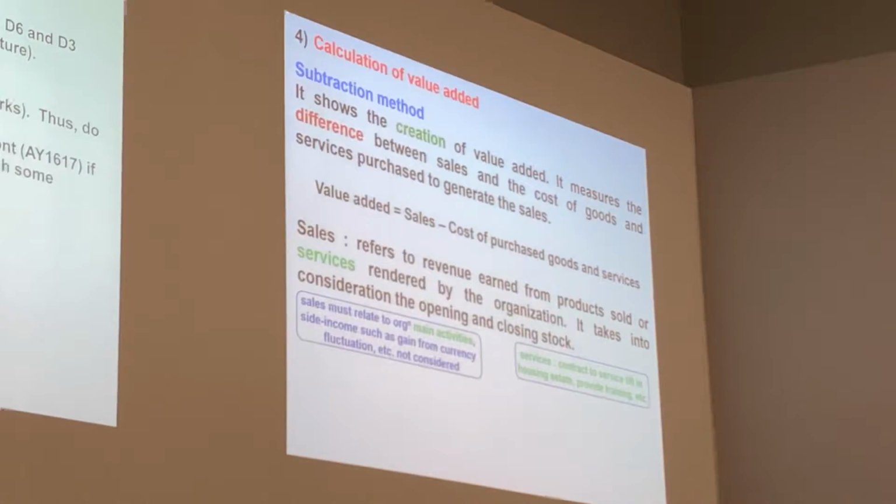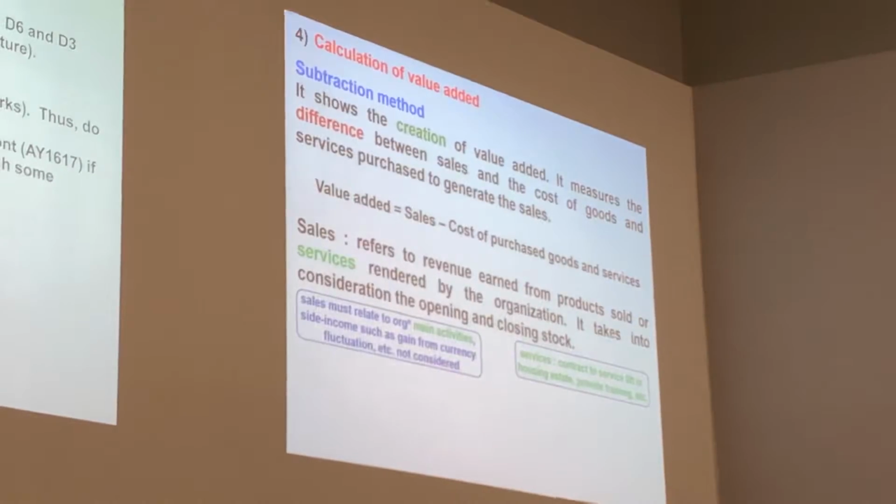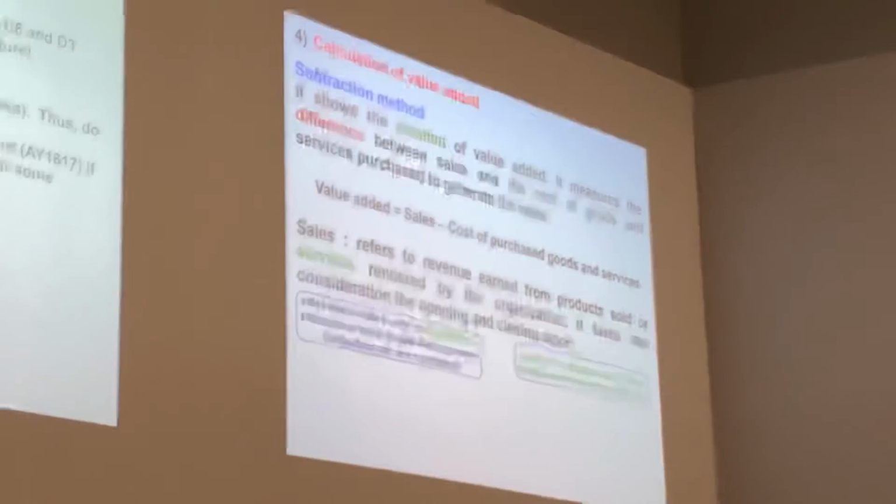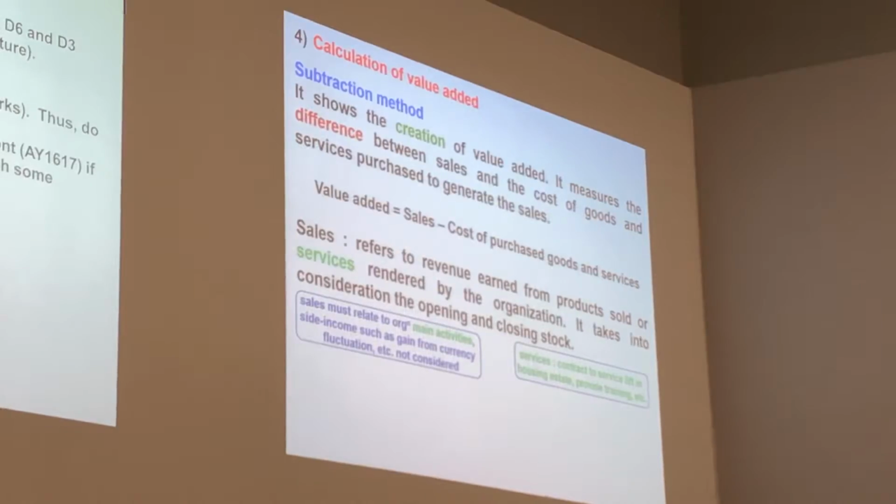Alright. What do you mean by sales? Sales obviously is the revenue collected, right? It must be related to the company's main activity. Company main activity. If you do not want to listen to me later, you get confused. Alright? So it does not include other things.